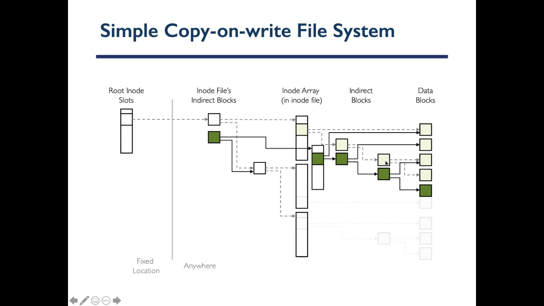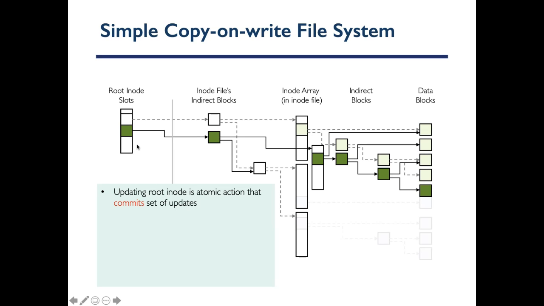You don't want to change this and make it point to this new one, because you don't want to change anything in place. So you have to create a copy of this as well. Now that you have created a copy of this, you have to also create a copy of this one. And now that you created a copy of this, you want to also create a copy of this one. So you end up creating a copy of all of these, all the way to here. Now, at this point, the last thing you're going to do as your commit is to create a copy of your root inode.